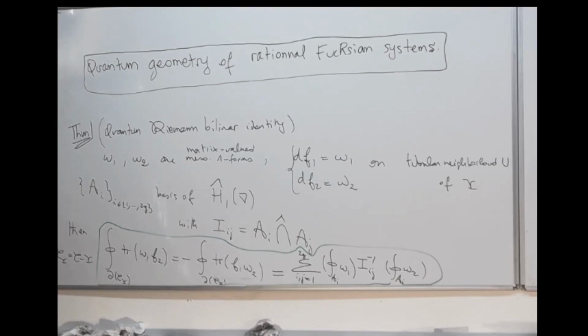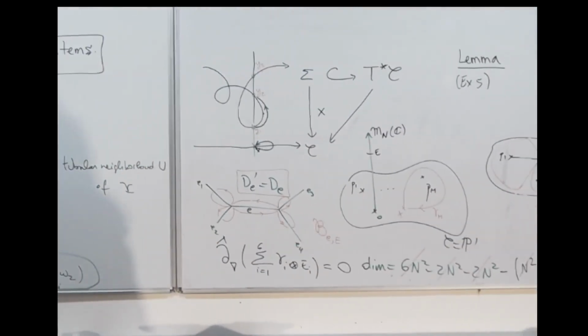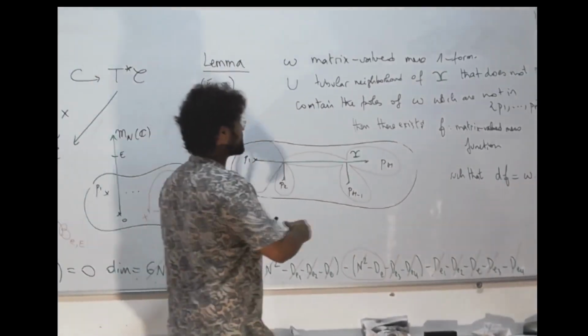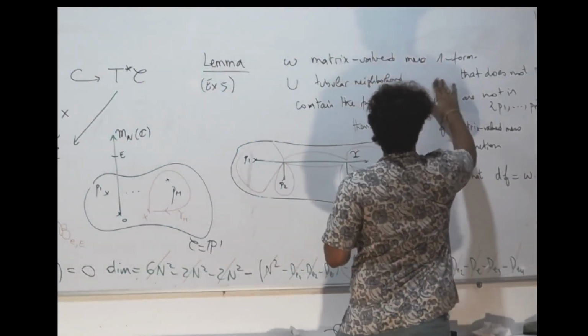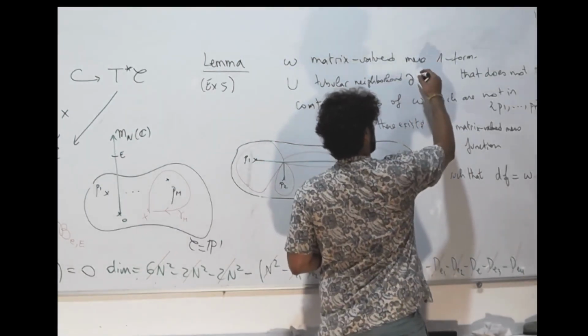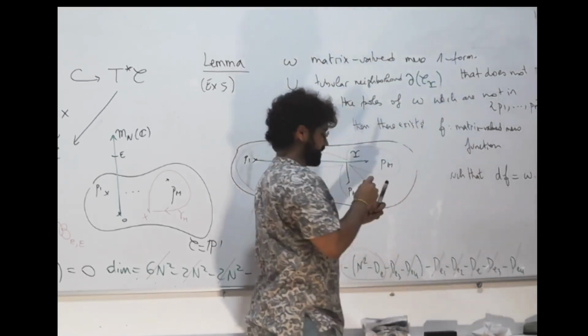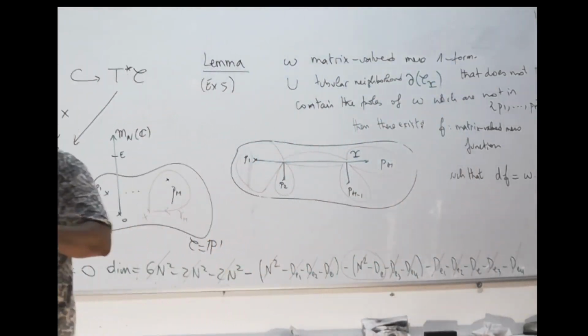Yes. So if you want, U is a tubular neighborhood, so this was probably not well written. It's a tubular neighborhood of the boundary of the surface minus the graph.